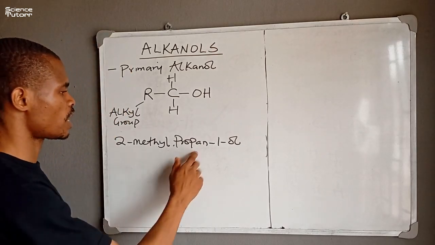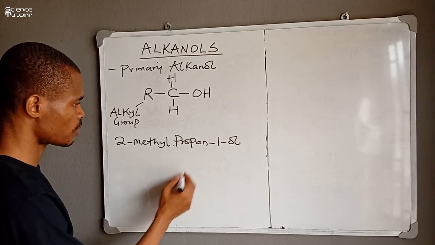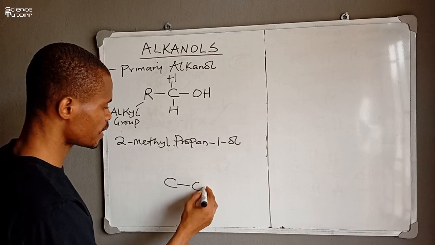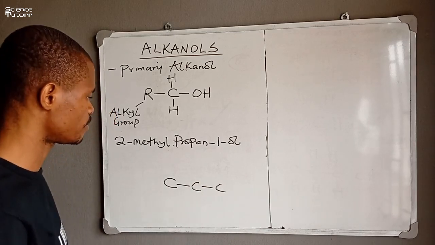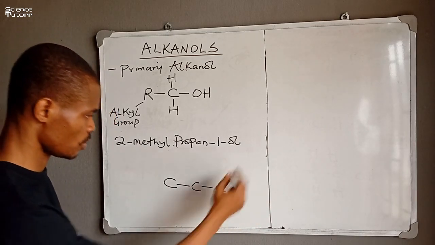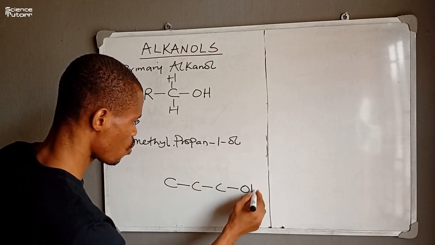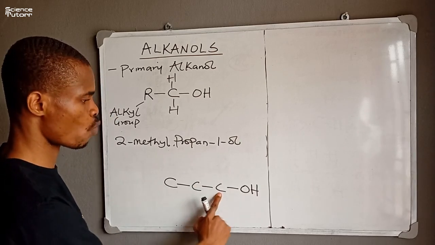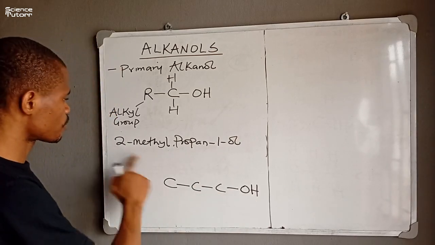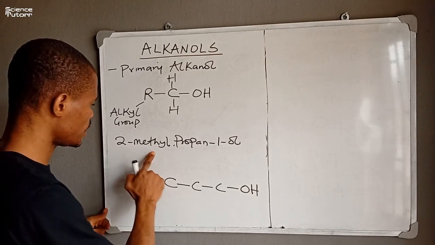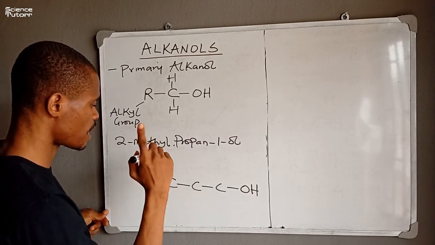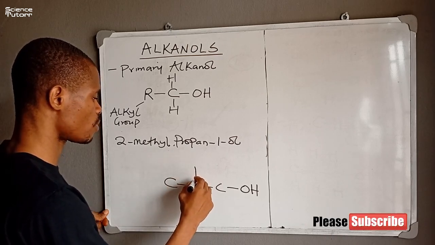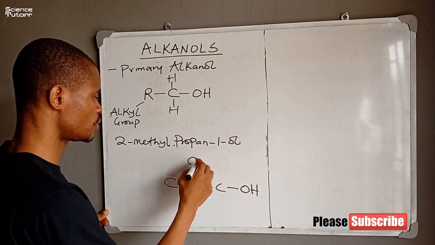In this case, I have propane from propan-1-ol. Propane means three carbon atoms attached. On this side, we also have the OH attached to the first carbon atom. That is why we have 1-ol. And then we have 2-methyl. 2-methyl simply means, counting 1, 2, I'm going to have a methyl group up here. That is a CH3 group.